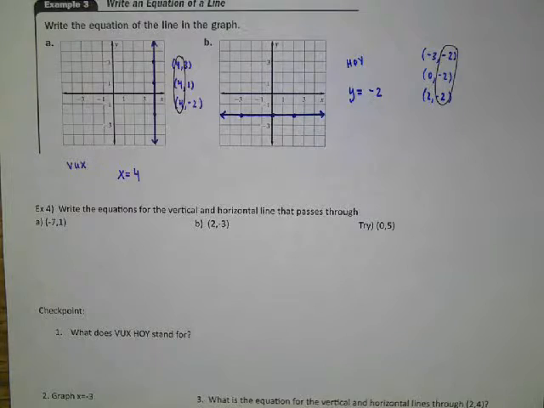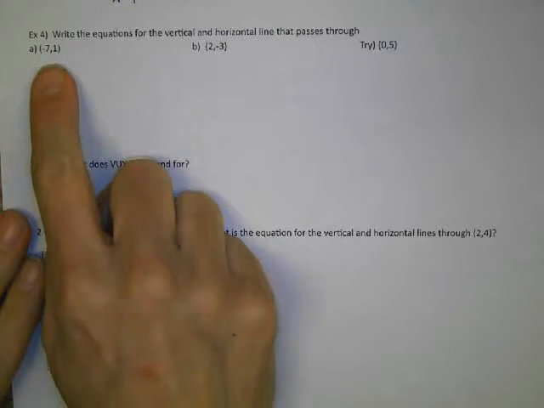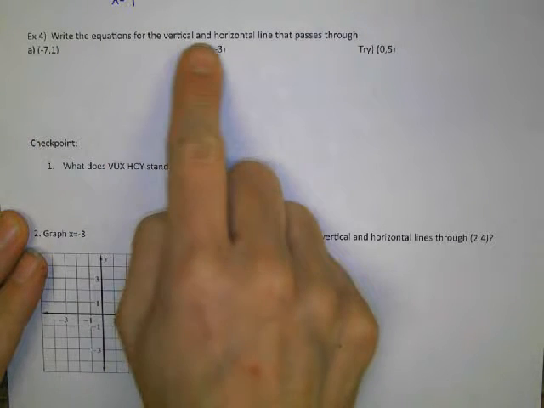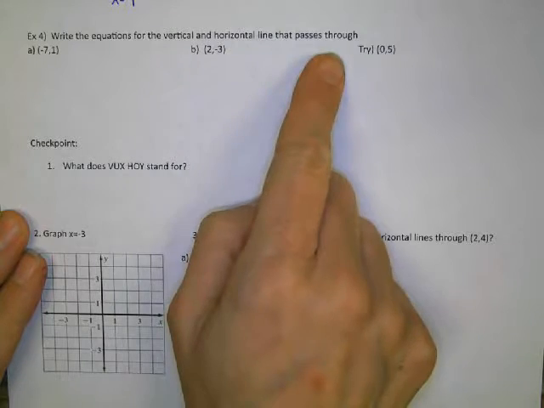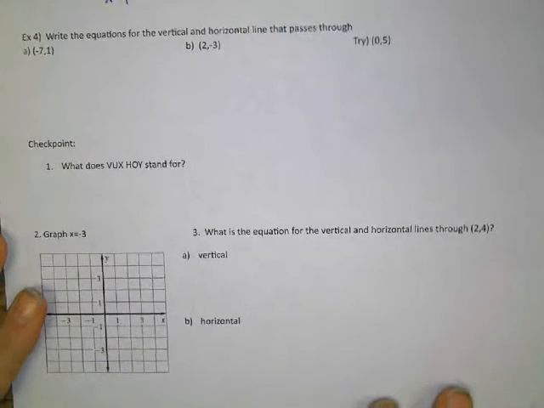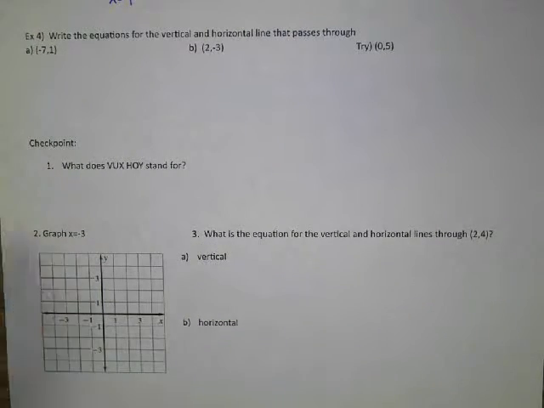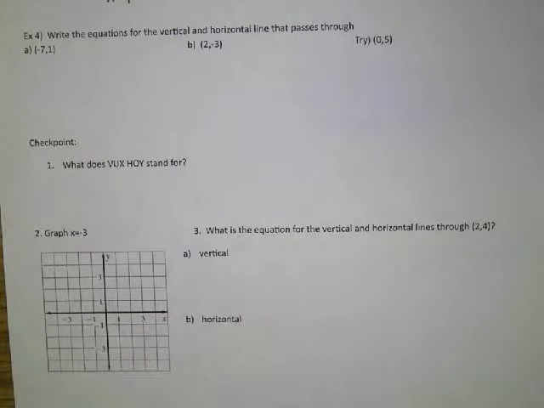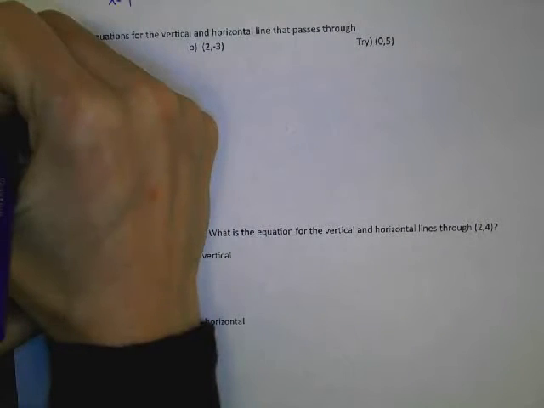All right, one last type of problem here. So now we've graphed a line given an equation. We've written the equation of the line if we have a graph. Now we just have an ordered pair, and what we want to do is write the equation for the vertical and horizontal line that passes through each point. So let's think about this. If I were going to write, I'm going to do this in color here. Let's write our vertical line.